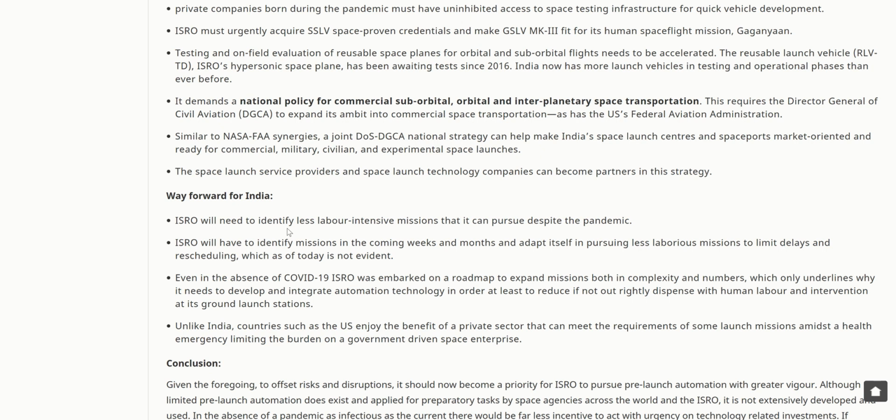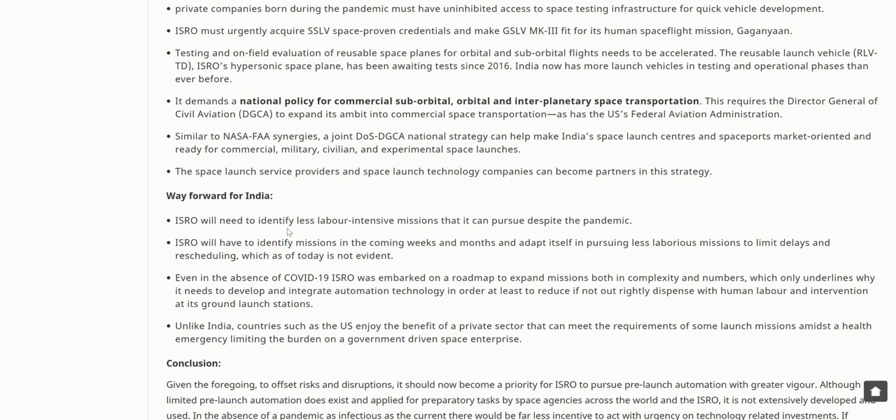Similar to NASA-FAA synergies, the joint DOS-DGCA national strategy can help make India's space launch centers and spaceports market oriented and ready for commercial, military, civilian, and experimental space launches. The space launch service providers and space launch technology companies can become partners in this strategy. What's the way forward for India?